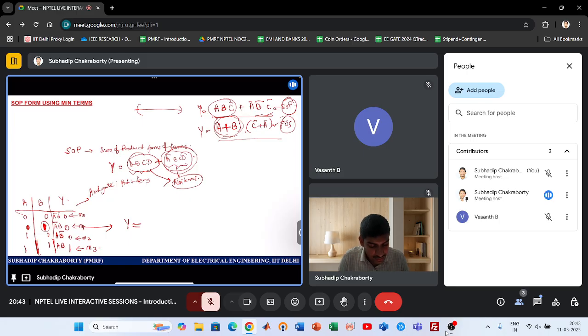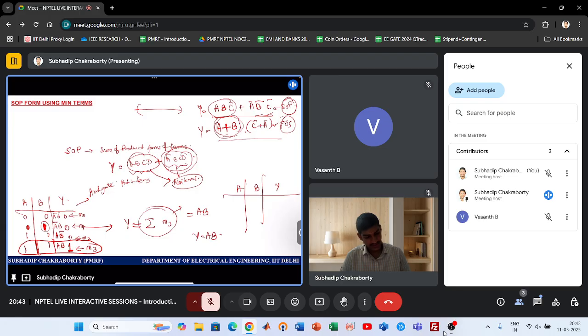And you only need to mark those which are coming true. You see, output Y is becoming 1 only for the fourth expression, m3. So Y can be written as sum of m3, only one term. And what is m3? It is AB. So Y equals AB. Similarly, let us take an example of another gate. So if you see, 0 0, 0 1, 1 0, 1 1, let us see.